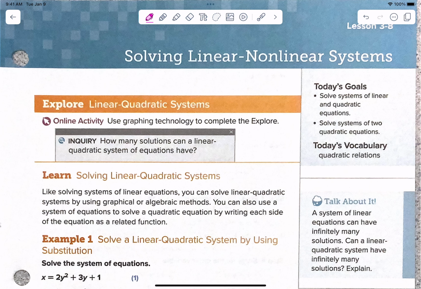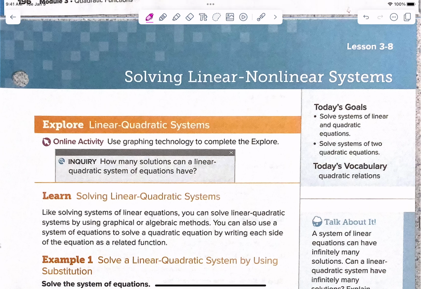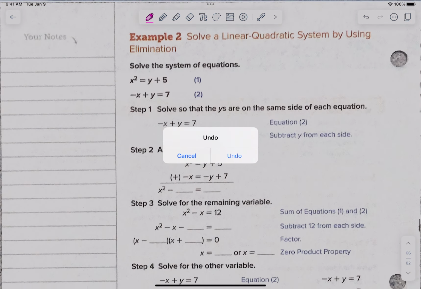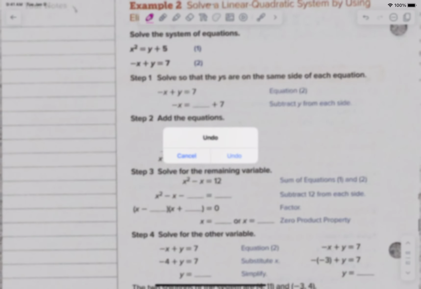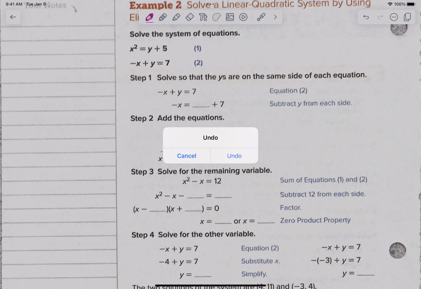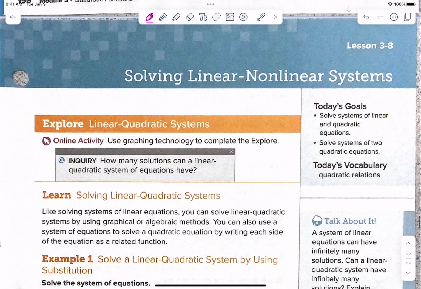All right, hello people watching this recording. We are on the last section of the chapter. Yay! Last section. This is 3-8, and we are rolling right along.